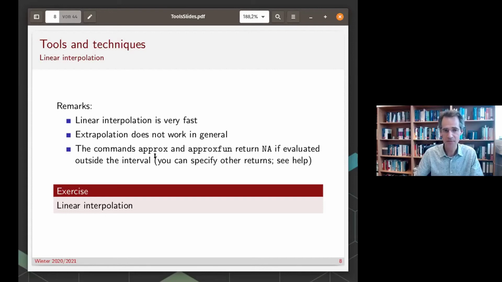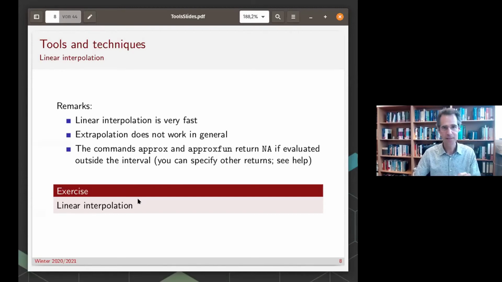But you can specify other returns. And sometimes you have to specify other returns because it's the inherent nature of at least stochastic dynamic optimization that you have to evaluate the value function outside the interval from time to time. And there's nothing you can do about that. That only will become a problem later on. So at the moment, this is not really severe, but please remember that extrapolation is something you should put some thought into.